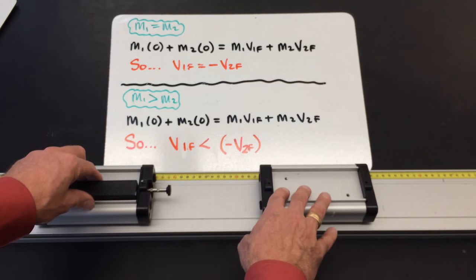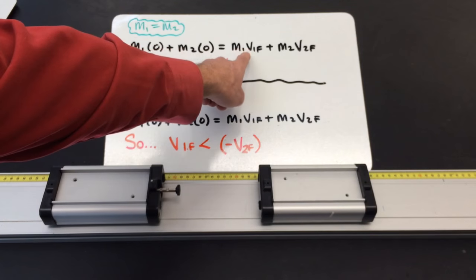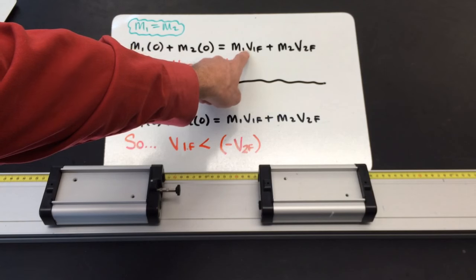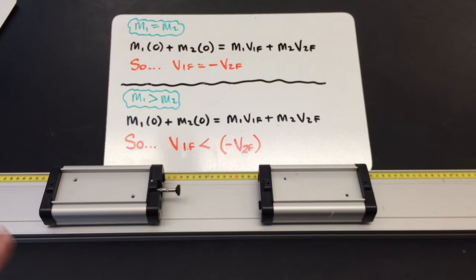Now, I just want to end with this idea: in these two examples, you notice that initially the momentum is equal to 0. So that means that the total momentum after the collision also has to equal 0. The way that happens is that the momentum here is based on a positive velocity and the momentum there is based on a negative velocity. So the two momenta end up canceling each other out. The sum of the momentum is 0 before and after the collision.